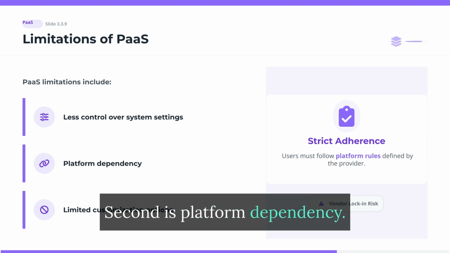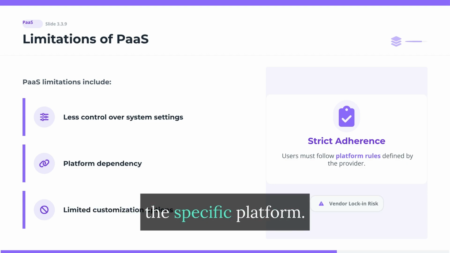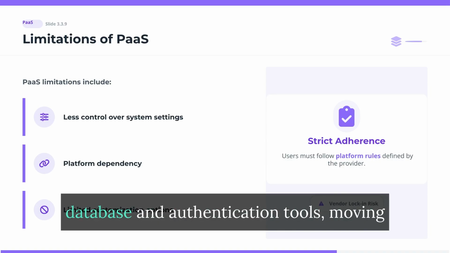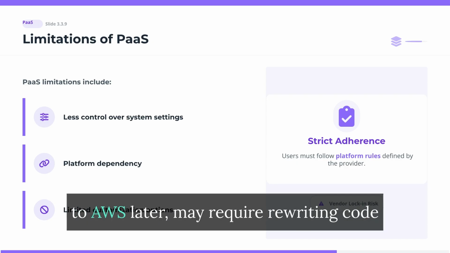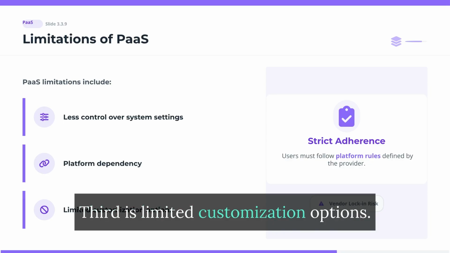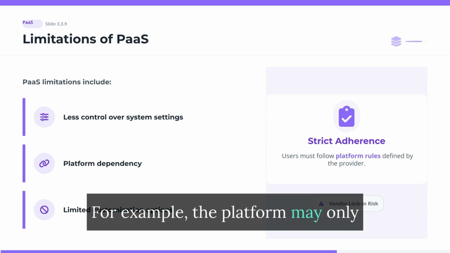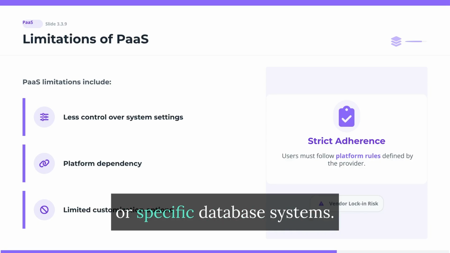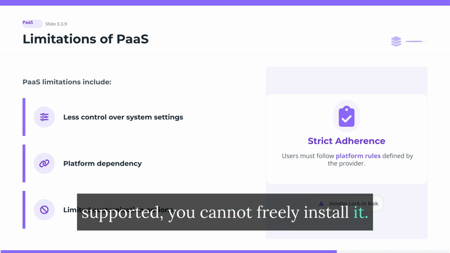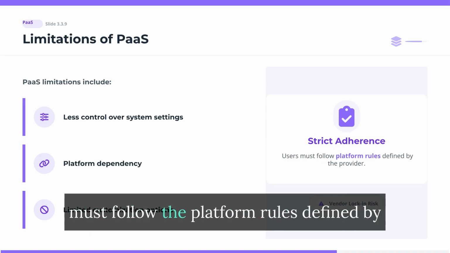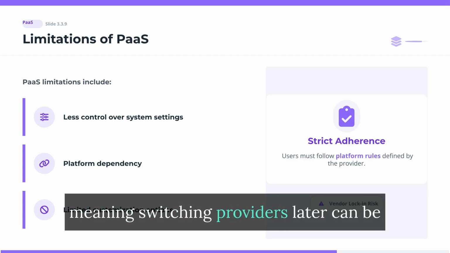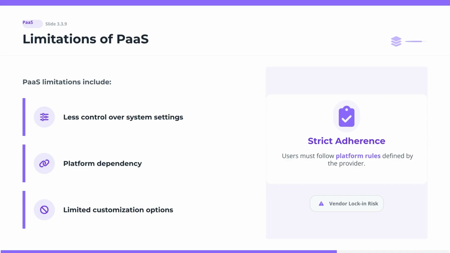Second is platform dependency. This means your application depends on the specific platform. For example, if you build your app using Google App Engine and rely on its built-in database and authentication tools, moving to AWS later may require rewriting code and changing configurations. Third is limited customization options. For example, the platform may only support certain programming languages or specific database systems. If your preferred technology is not supported, you cannot freely install it. This is called strict adherence, where you must follow the platform rules defined by the provider. There is also a vendor lock-in risk, meaning switching providers later can be difficult and costly.